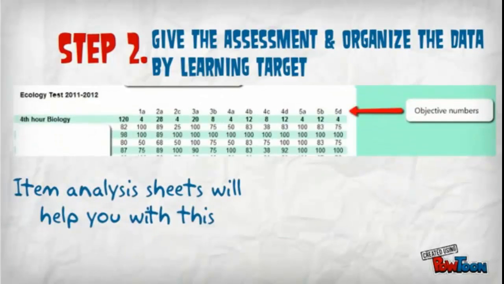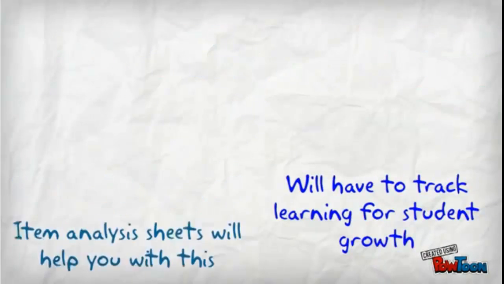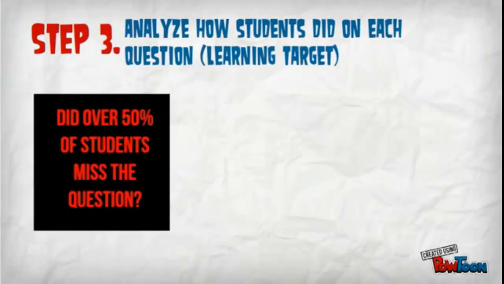Step 2, give the assessment, organize the data by learning target. That's the key. Somehow get that together. Item analysis sheets are going to help you with that. Now again, this is going to help you track learning for student growth later on, but get the data broken down by learning target. That's going to help you see what kids know and can do.